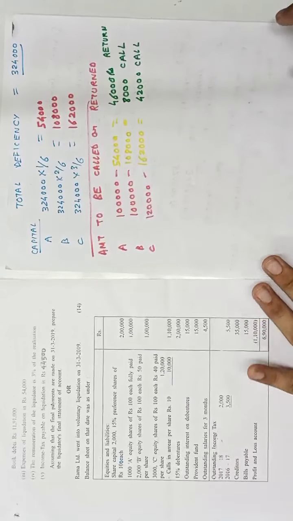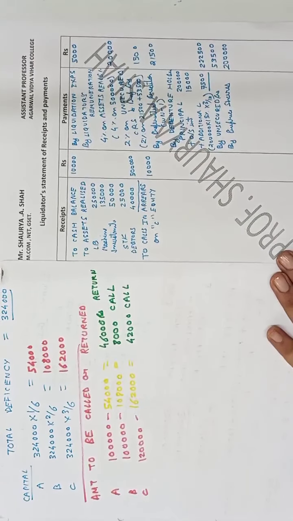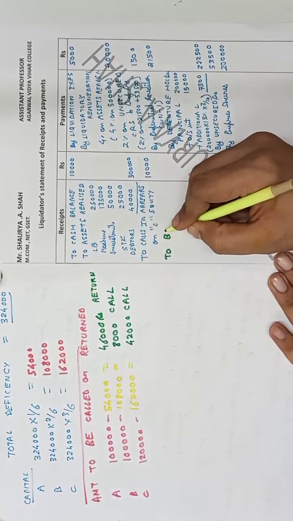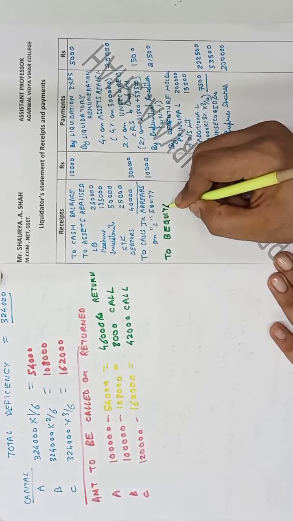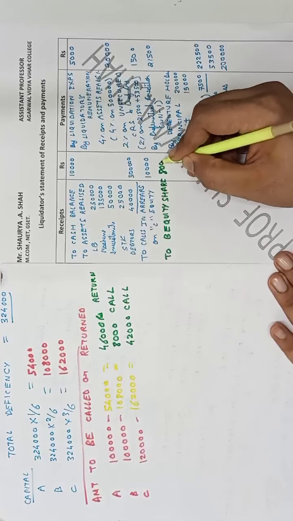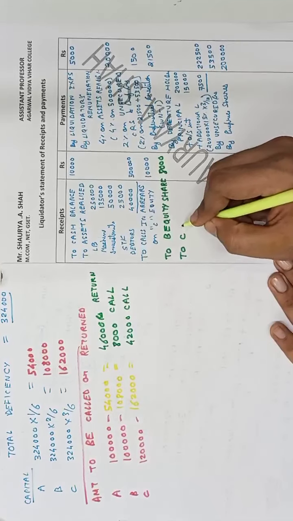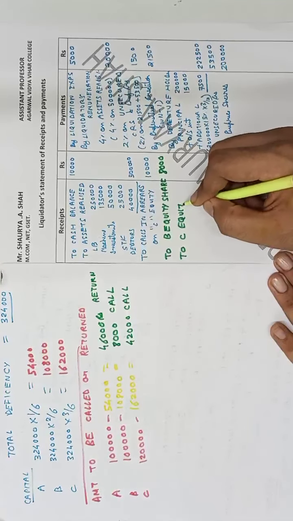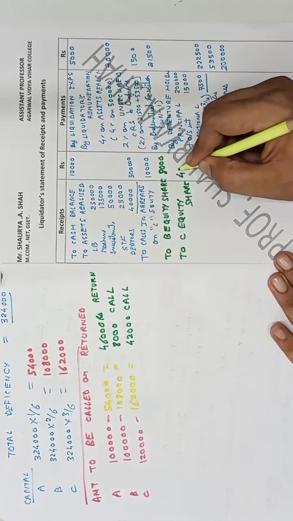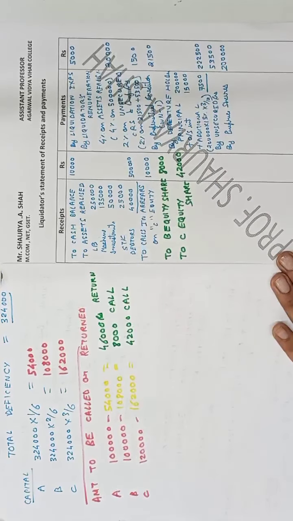Fine. Now we will be posting this in the liquidator statement. So on the debit side, write down to B equity share. To B equity share, how much will you call, students? 8,000 rupees. To C equity share, how much will you call? 42,000 rupees. Is it clear?